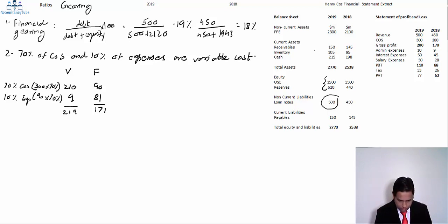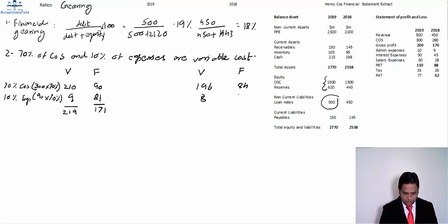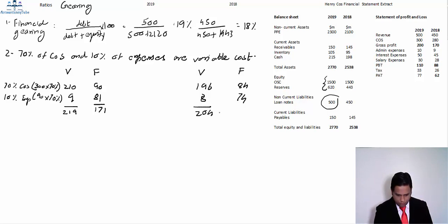Let's do the same for 2018 as well. 70% of 280 will give us 196 and the remaining element of 84 will be the fixed proportion. After that, if we total all the expenses, the 10% is approximately 8, and 74 will be the fixed. The total variable cost is 204, the total fixed cost is 158.